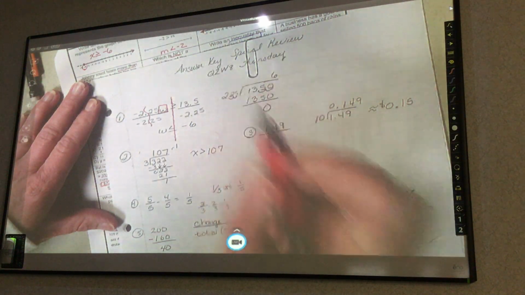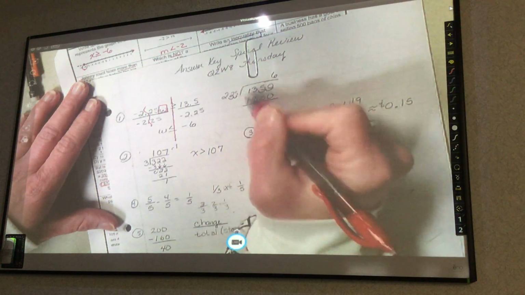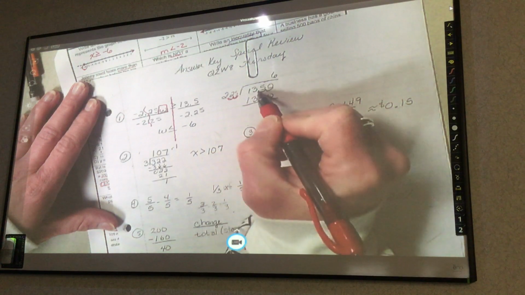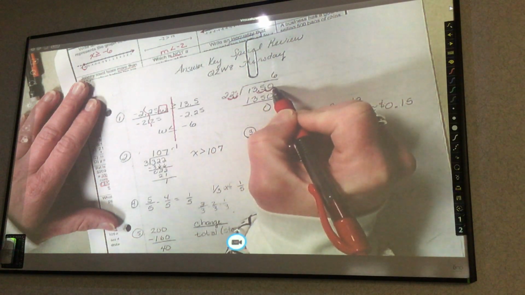So make sure when you are doing it, that when you set it up over here, you have to move your decimal point out here, and then you also have to move it out over here.